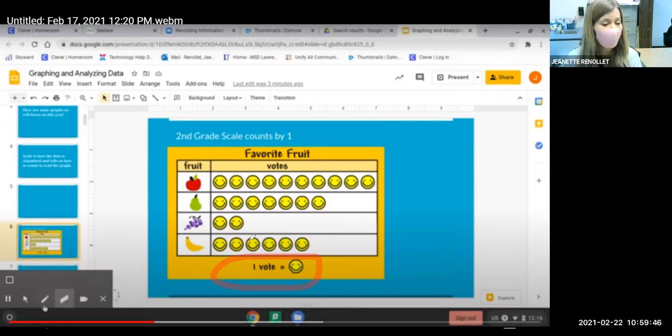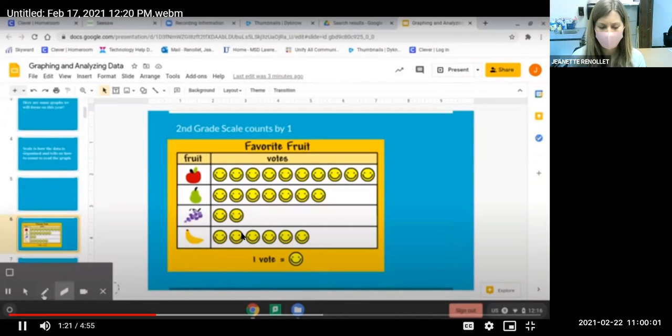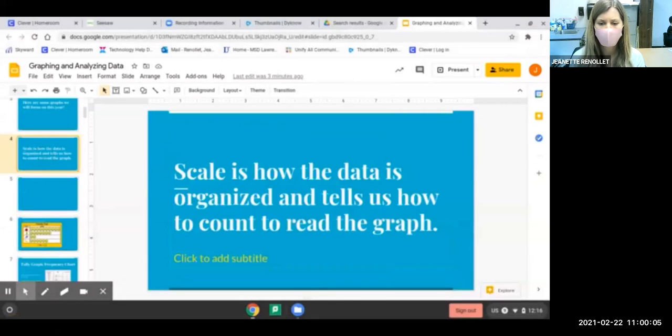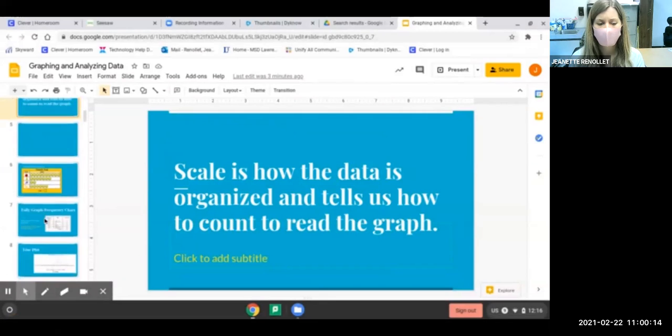Most of the time in 3rd grade, we will not count by ones when we read a graph. Let's keep going with our video to help us understand what that looks like in 3rd grade. And we will use skip counting. Scale is how the data is organized and tells us how to count to read the graph. Let's look at some examples together.